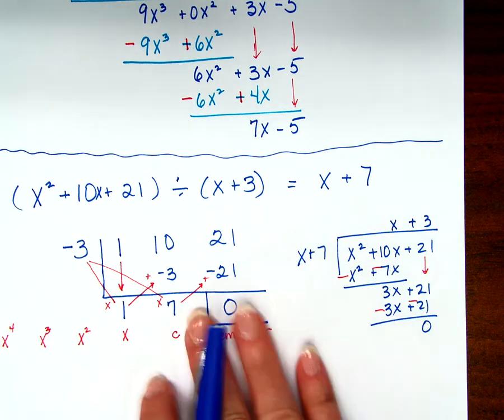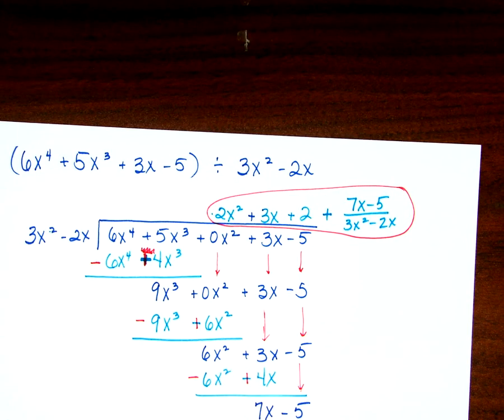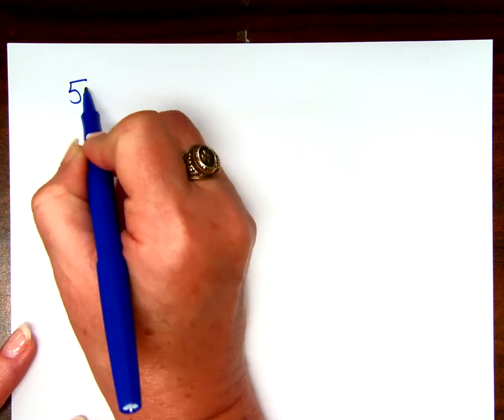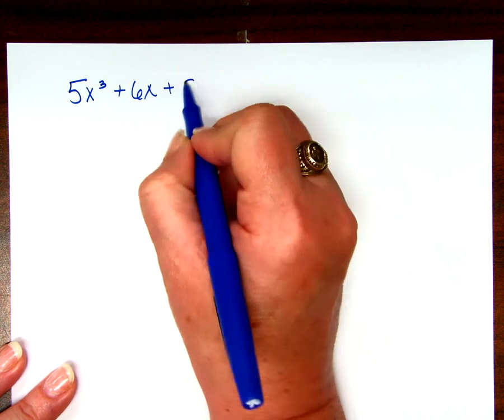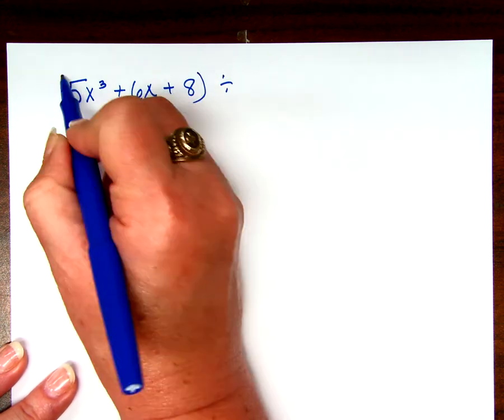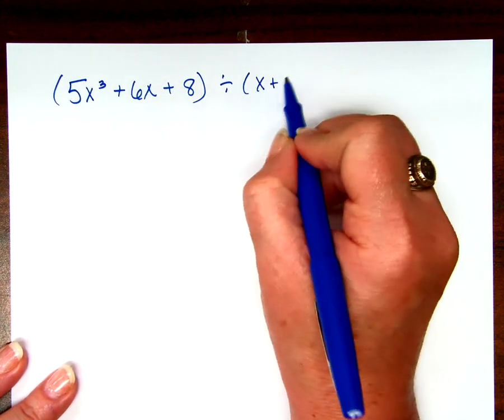All right. Let's go back to synthetic division again real quick. I'm going to give you a question to do. I'm going to write it for you on this paper. I'm going to give you a second to do it by yourself, and then we'll do it together. 5x to the third plus 6x plus 8. And I would like you to divide that by x plus 2.